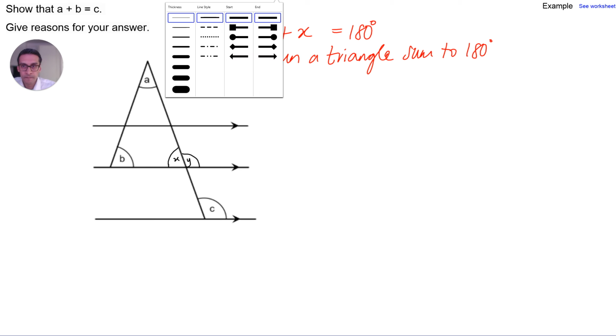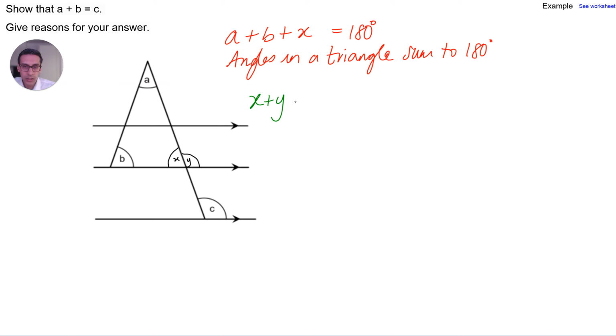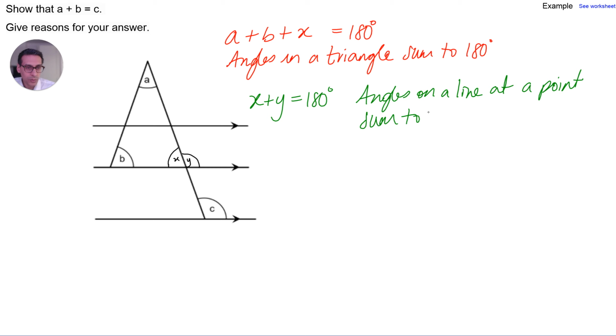So x plus y equals 180 degrees because angles on a line at a point sum to 180. And we're going to just keep that as it is for now. And then the next thing we're going to mention is the fact that y and c are corresponding angles. So y is equal to c because they are corresponding angles.